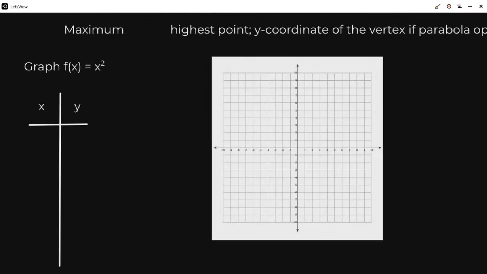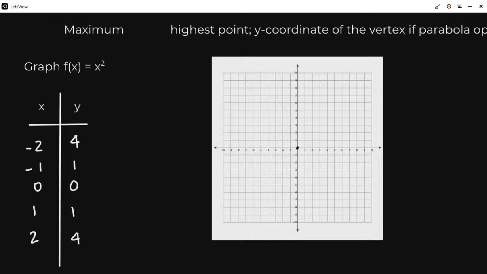So just to show you what the shape kind of looks like, I'm going to plug in 5 points. So if I plug in -2 for x, y would be 4. If I plug in -1, y is 0. If I plug in 0, y is 0. If I plug in 1, y is 1. And if I plug in 2, y is 4.